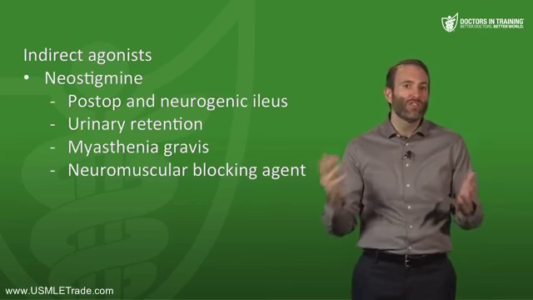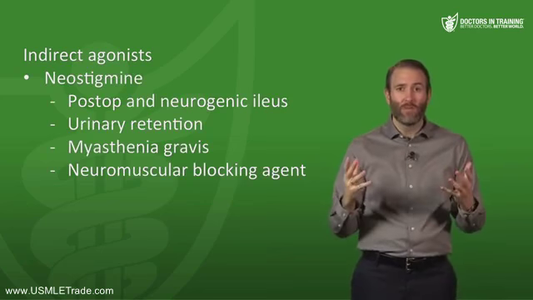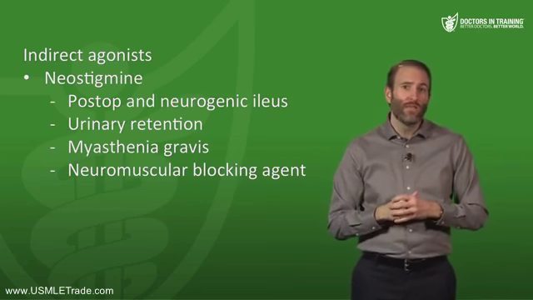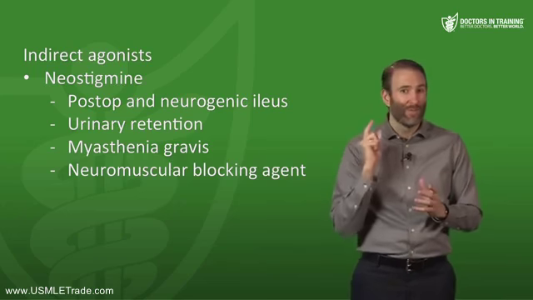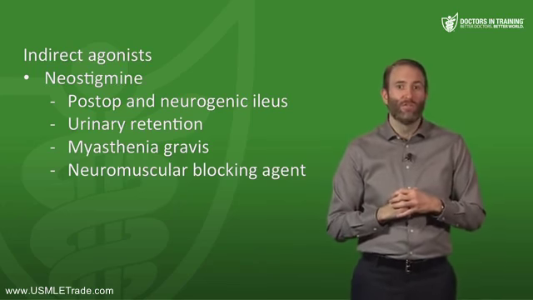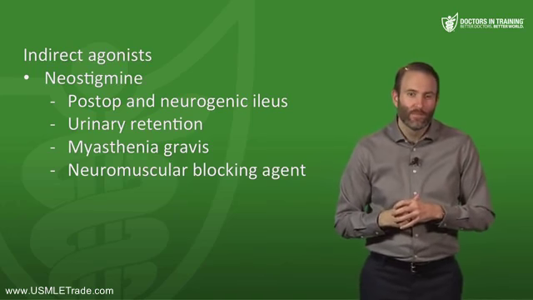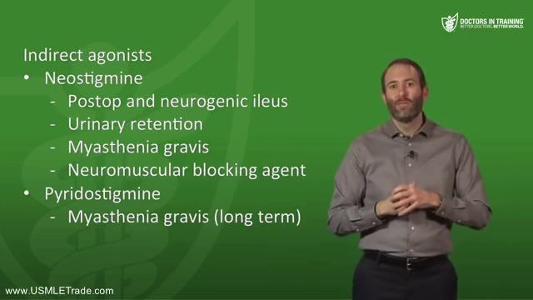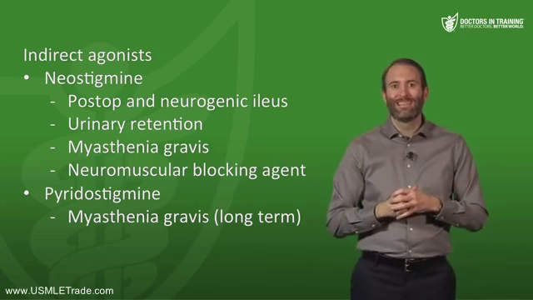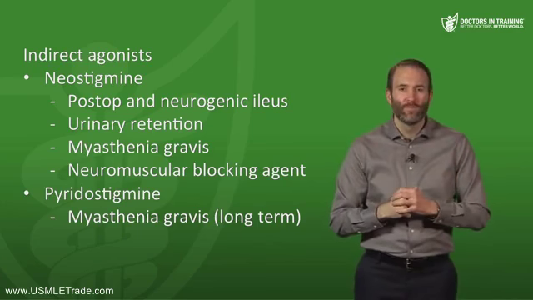Neostigmine is used in post-op and neurogenic ileus and urinary retention, kind of like just bethanechol. It's also used in the treatment of myasthenia gravis, and we'll talk about myasthenia in more detail in just a minute. It's also used to reverse the effects of neuromuscular blocking agents that are used in anesthesia. Next, we have pyridostigmine, and pyridostigmine is used for myasthenia gravis for long-term treatment. Again, we'll cover this in a little bit more detail in a minute.